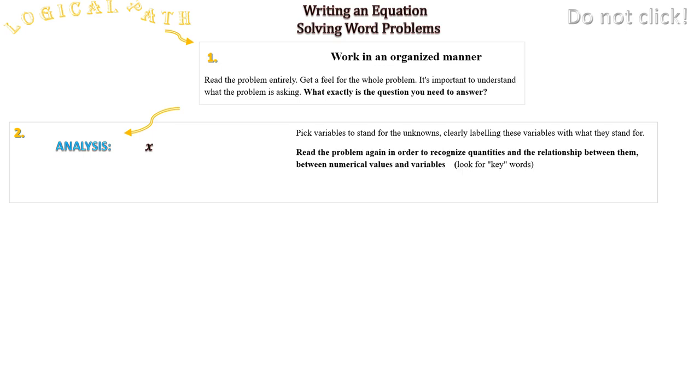After that, let's talk about the first step of analysis. You have to pick a variable to stand for unknowns, clearly labeling these variables with what they stand for. After that, read the problem again in order to recognize quantities and the relations between them, between numerical values and variables. Look for keywords.